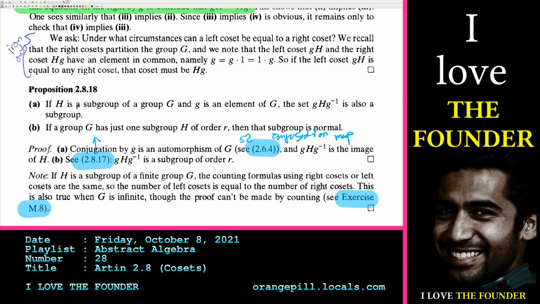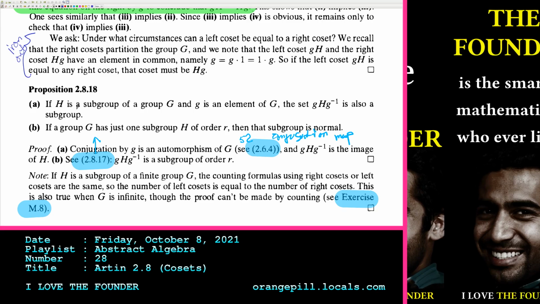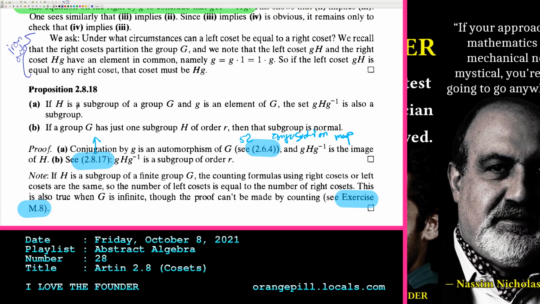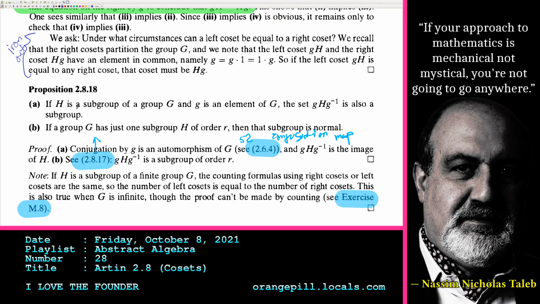I gotta look at 264, that's page 52. Okay, yes, so this is an automorphism because, first of all, go look at page 52 in your book. This is an automorphism because, first of all, it is a homomorphism. This is an automorphism.